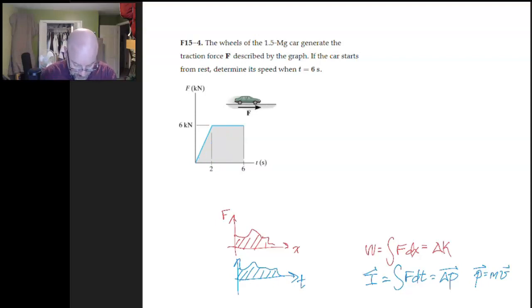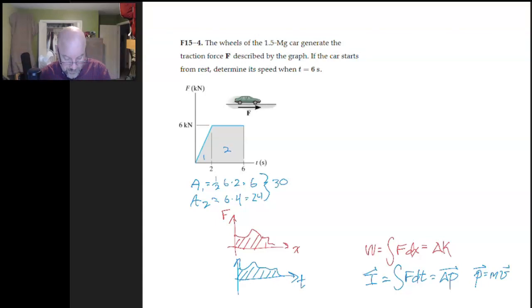So this first one, let me call this area 1, this area 2. Area 1 is just 1/2 height times base, so that's 6. And area 2, it's a rectangle. It's 6 by 4, so that's 24. So together that is 30. Sorry about that. 30.